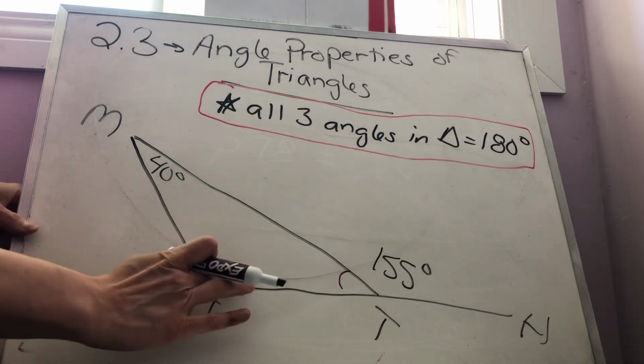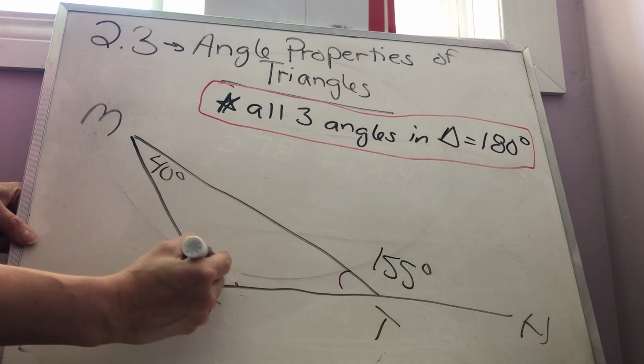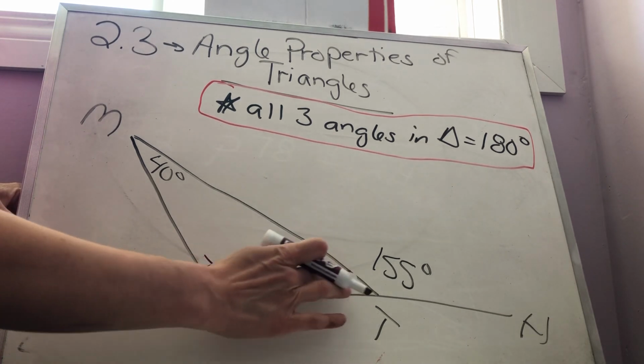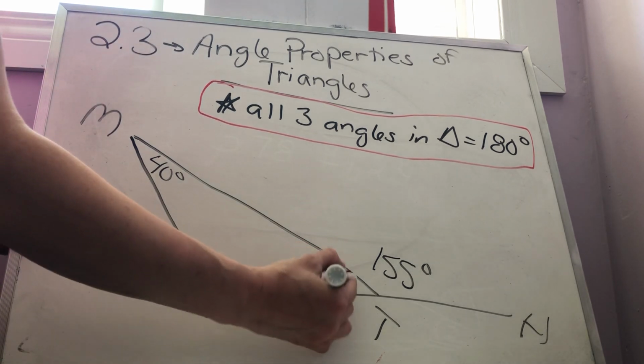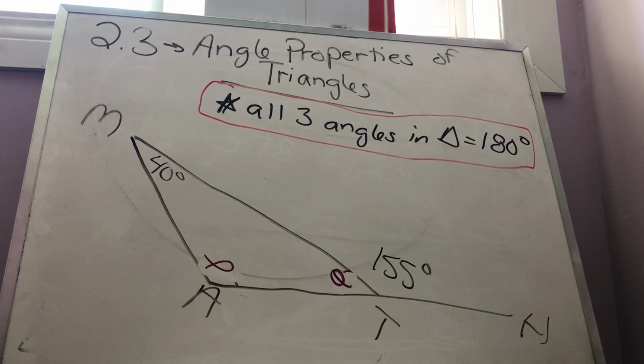Like if they put in, say, something like that, or maybe they throw in a theta or something. They might throw in stuff like that as well, just in case you see that. Okay, in any case, we're going to find these two missing angles.